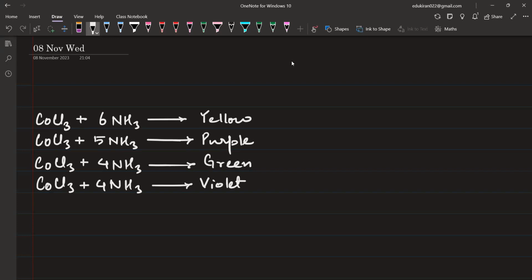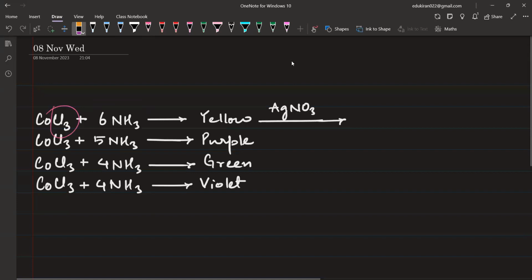Now, in order to see more about it, he further reacted this yellow colored compound with AgNO3, silver nitrate. Obviously this yellow colored compound would have 3 chlorines and 6 ammonia molecules. So he was checking whether this chlorine is in chloride ion form or it is covalently bonded.